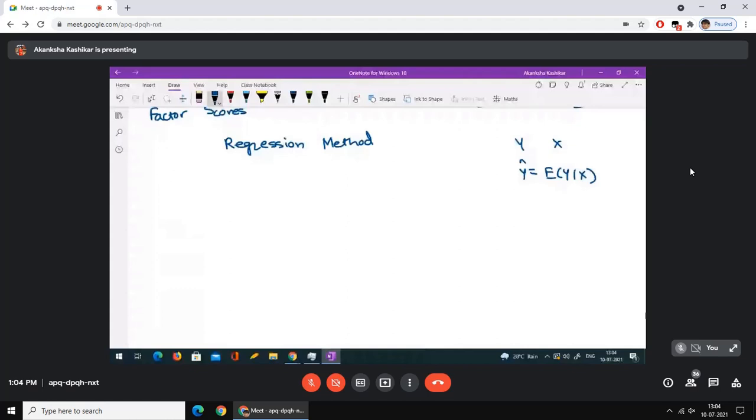Okay. That's again, you're getting things. So y hat is, we estimate y by the conditional expectation of y given the data, given the regressor. Correct? So we are going to use the same method here.